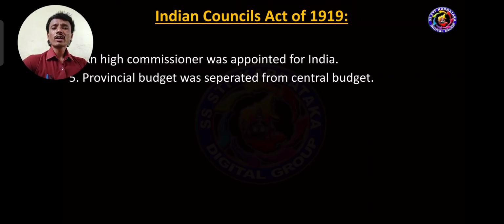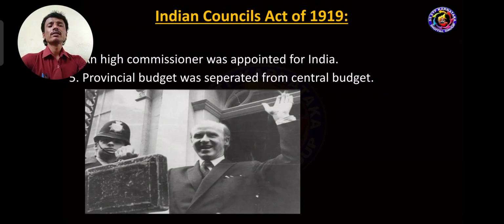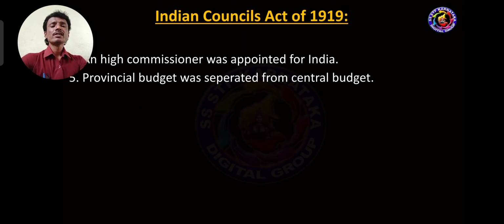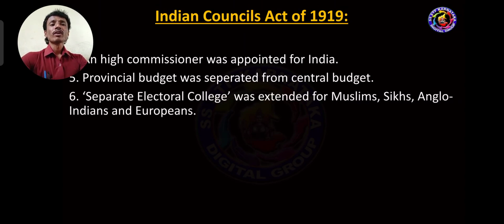And provincial budget was separated from central budget. First, the budget was the same throughout the Indian country, only the central budget. But under the Indian Council Act of 1919, the central budget was separate and the state budget was separate. So there are two types of budgets, central and state level. And I already told you, the electoral college for Muslims, Sikhs, Anglo-Indians and Europeans was extended.